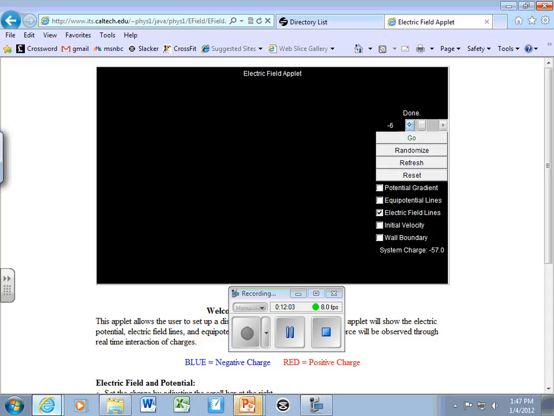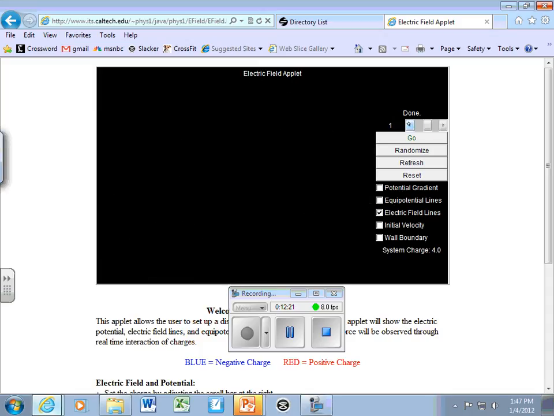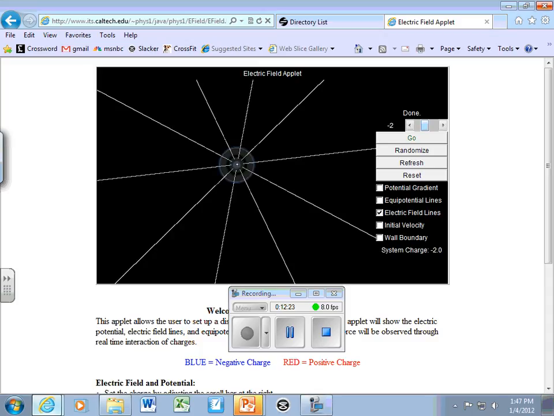Notice I can choose the magnitude and sign of the charge by pressing those buttons. If I choose a +4 charge arbitrarily and put it on the applet, it draws the lines. It doesn't know how to draw arrows, so it doesn't. If we reset and I draw a -2, you notice a couple of things. One, there are fewer lines.